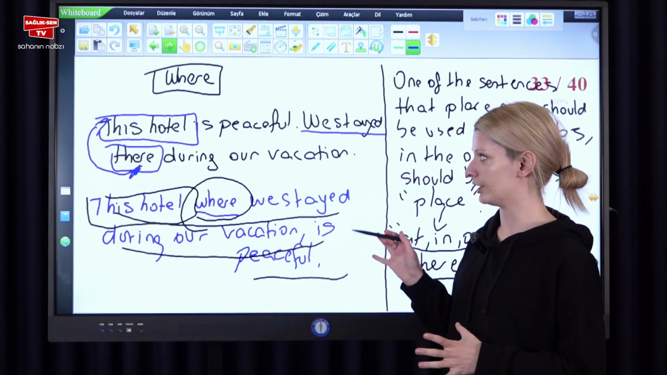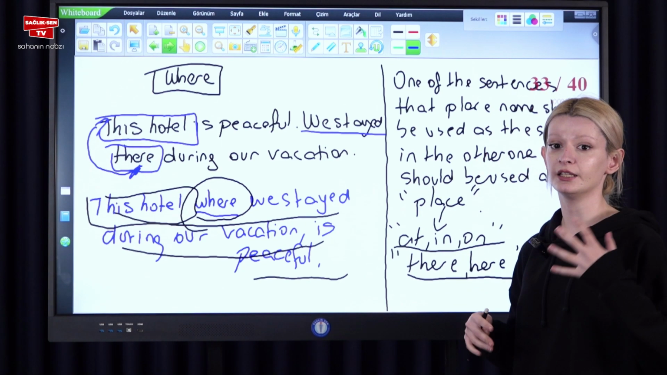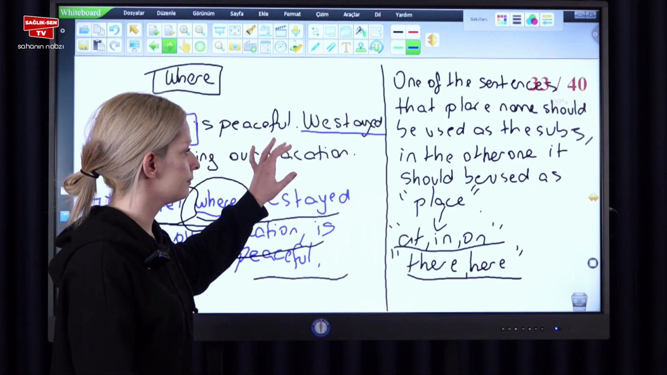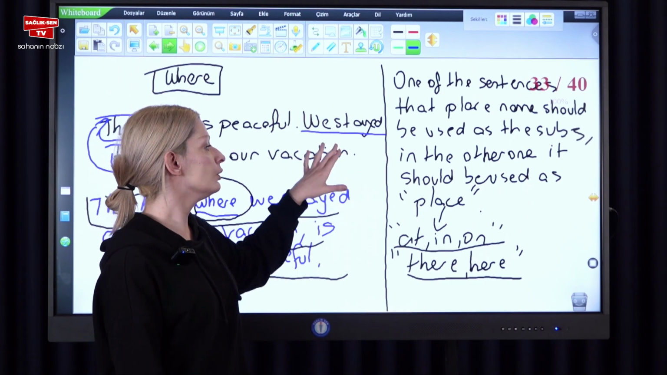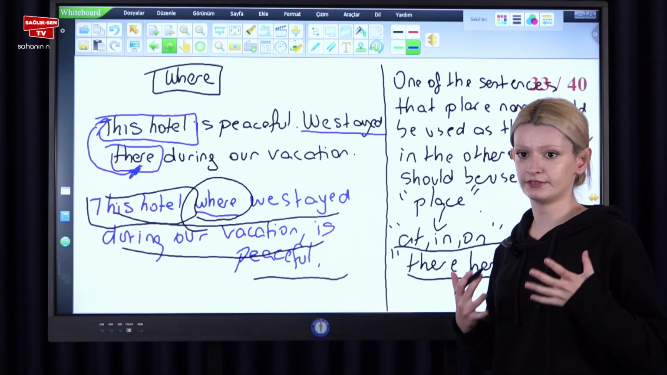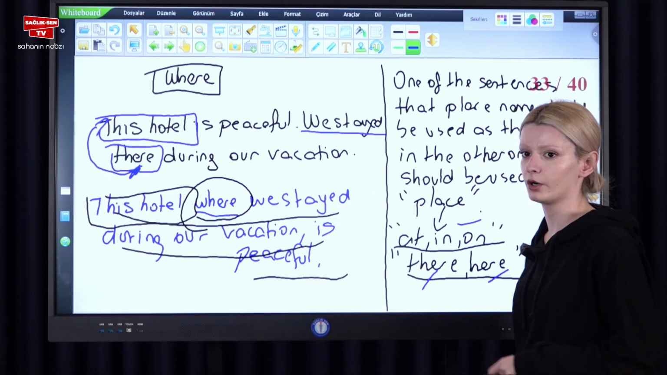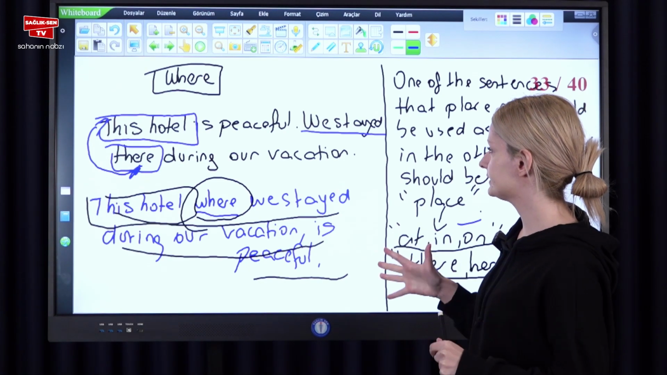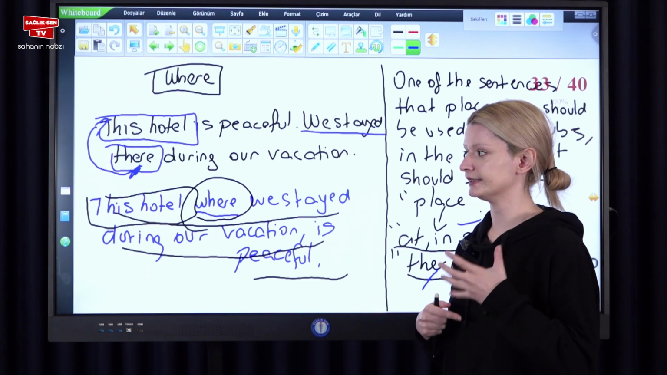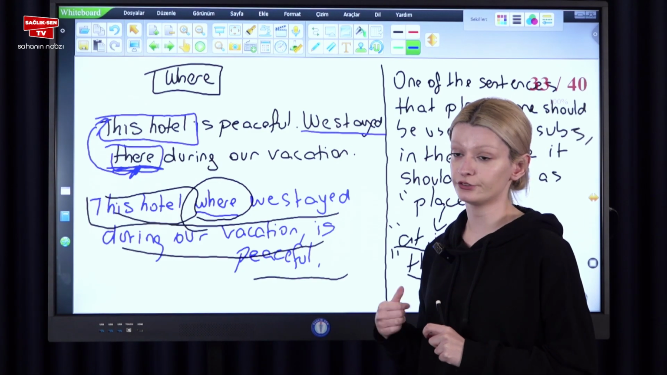Then we have where. Again, we have a similar rule. We have two sentences, the same thing used in those sentences, but in one of the sentences, that place name should be used as the subject, and in the other one, it should give us the place meaning. How am I going to understand it gives the place meaning? There can be a place preposition, or there can be there or here. For example, this hotel is peaceful. We stayed there during our vacation. In the first sentence, you can see the subject placement, and in the second one, you see that there in the sentence refers to this hotel in the first one.